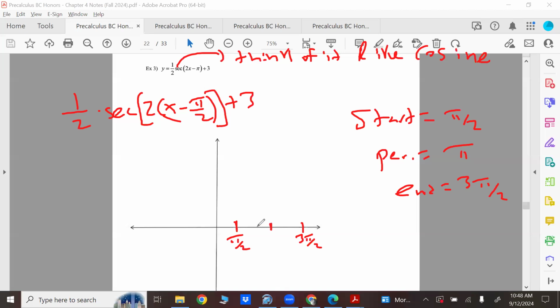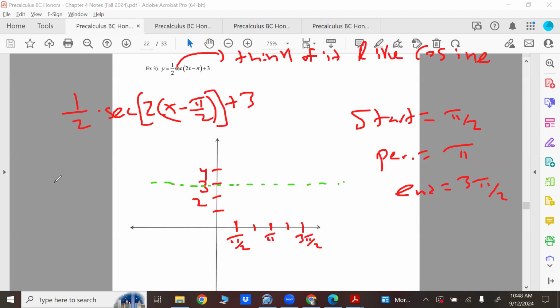Partition. The middle is pretty obvious. What's the middle going to be? Pi, and then don't worry about the other ones, but we know what they're going to be. All right. What's my vertical shift? And 1/2 is the amplitude. So my midline.